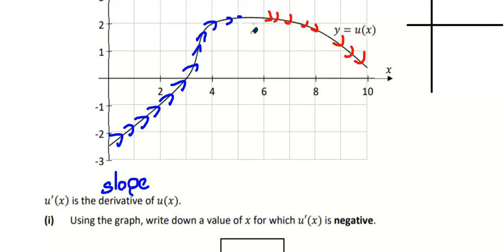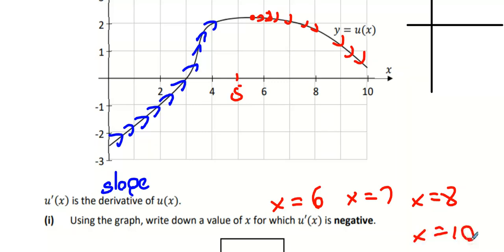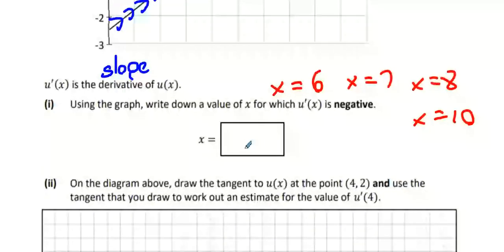Where do you think roughly is the maximum point in the graph? Where do you think it reaches its top? 6 or 5.5-ish? I'd say 5.5. That's when it reaches its top, and now it's slightly on the way down. Write down any x value in the red region. So what's a good answer? 6, 7, 8, 10. Any of those numbers will do. Is that okay? So we'll just do x equals 10.